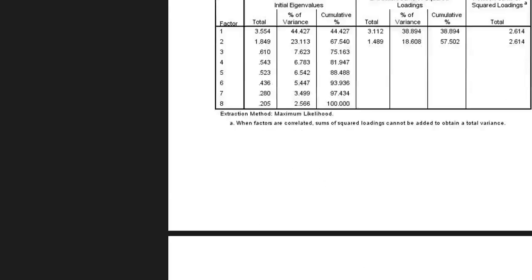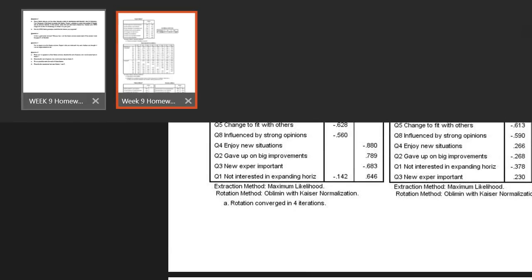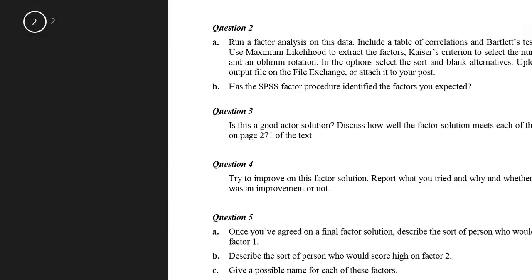So question 2a was telling you to run the analysis, and question 2b asks, has the SPSS factor procedure identified the factors you expected? Yes, the pattern matrix shows that it has. Question 3, is this a good factor solution? Discuss how well the factor solutions meet each of the criteria listed on page 271 of the text. Actually, there is nothing on 271, it's on page 254.